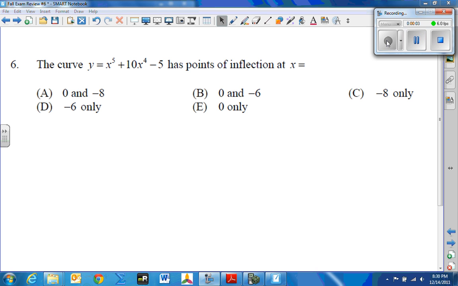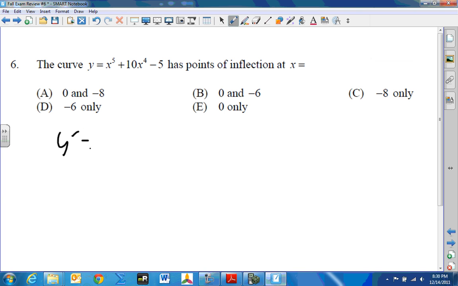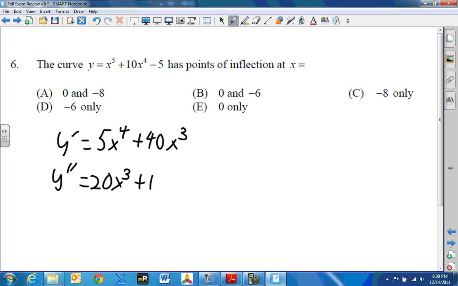This problem asks about points of inflection, so that tells us we're going to have to look at first and second derivatives. But in order to do that, we need to get the first derivative. First derivative is 5x to the fourth plus 40x cubed. Then the second derivative would be 20x cubed plus 120x squared, and that's equal to 0.